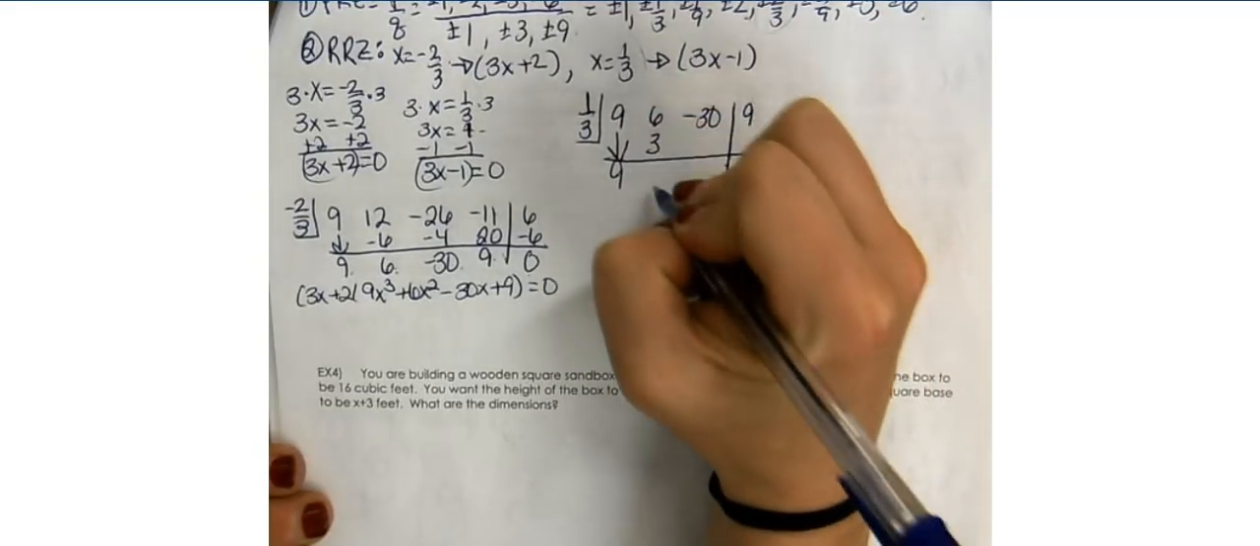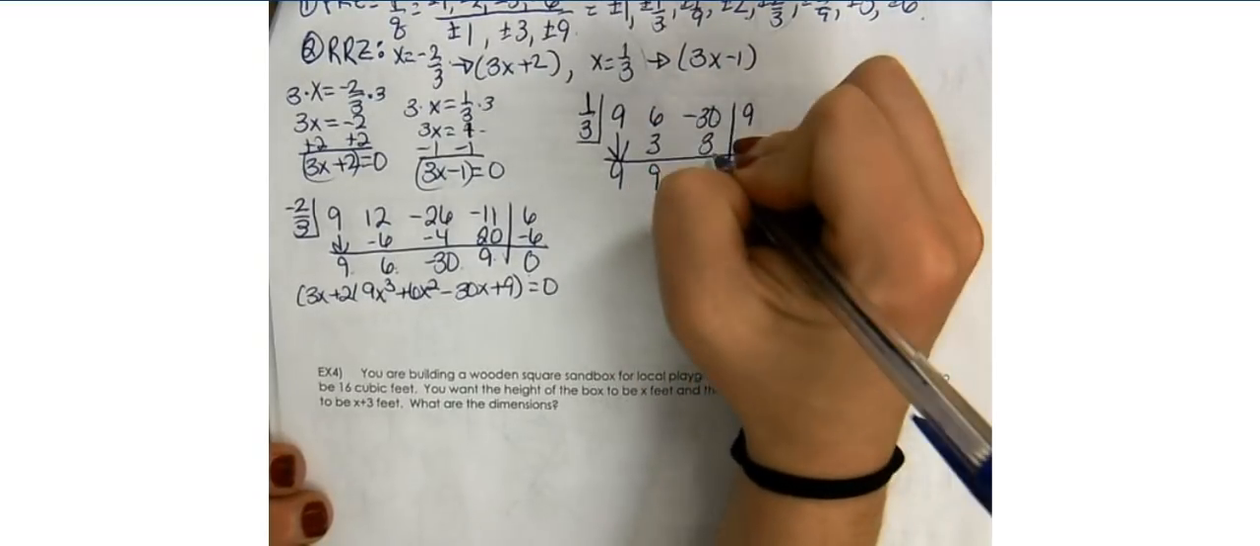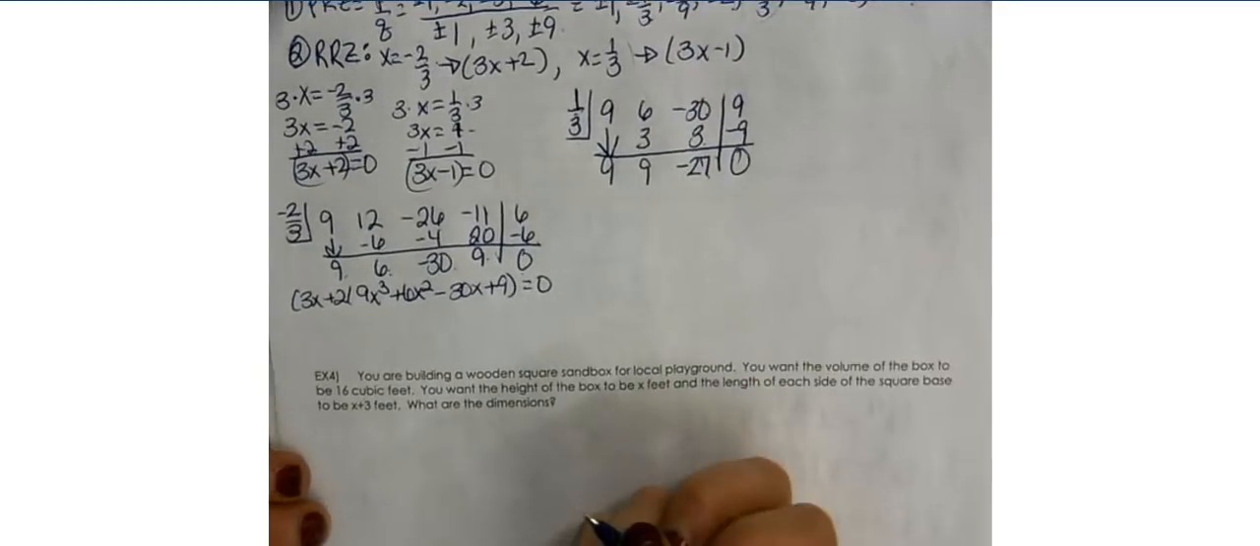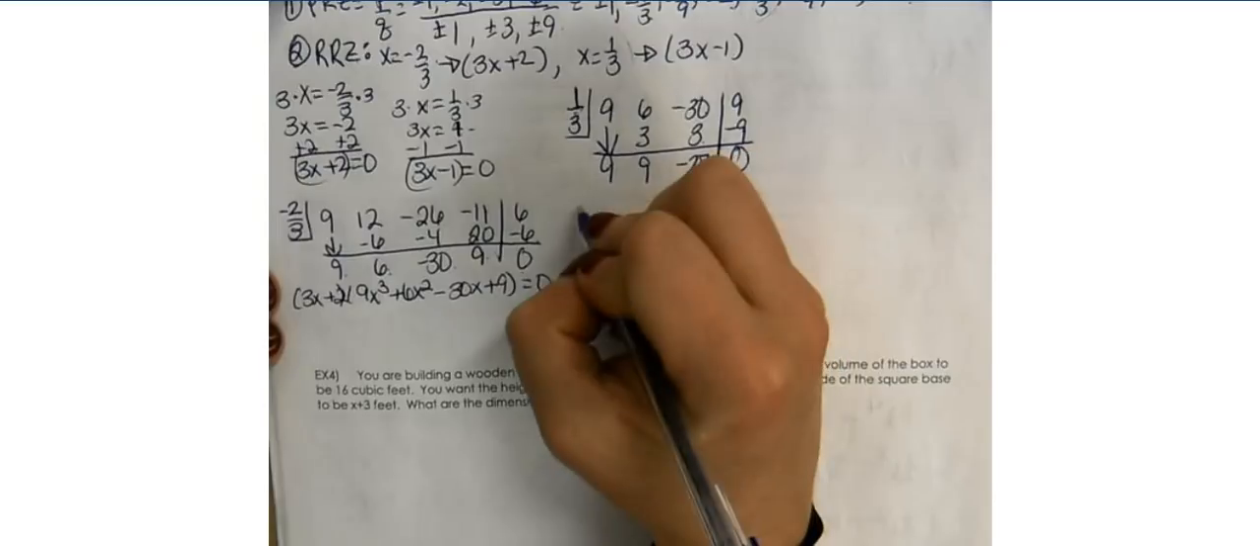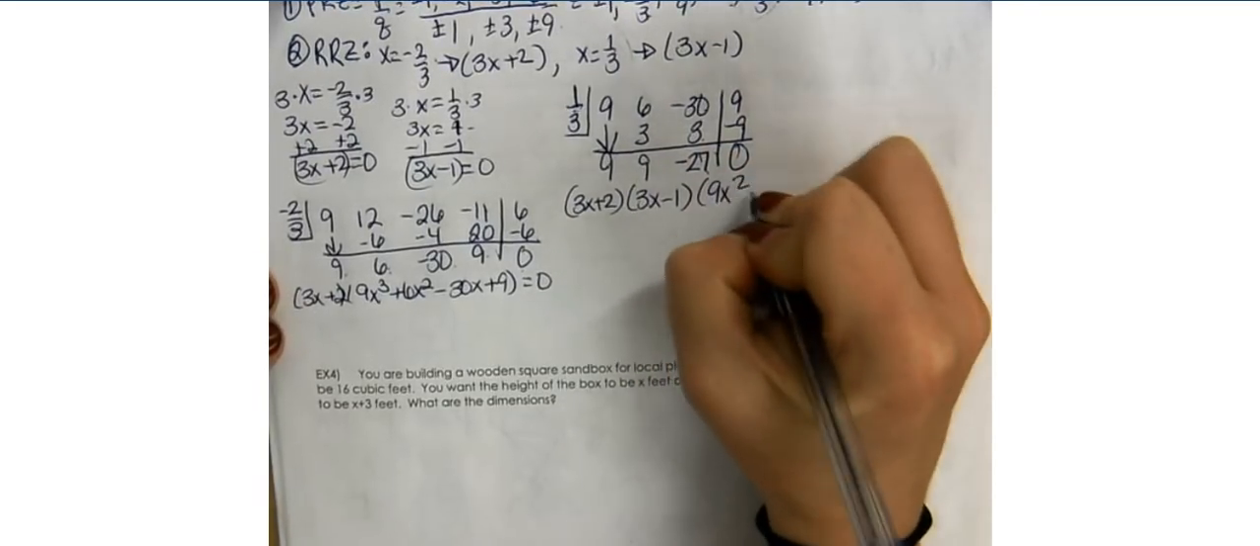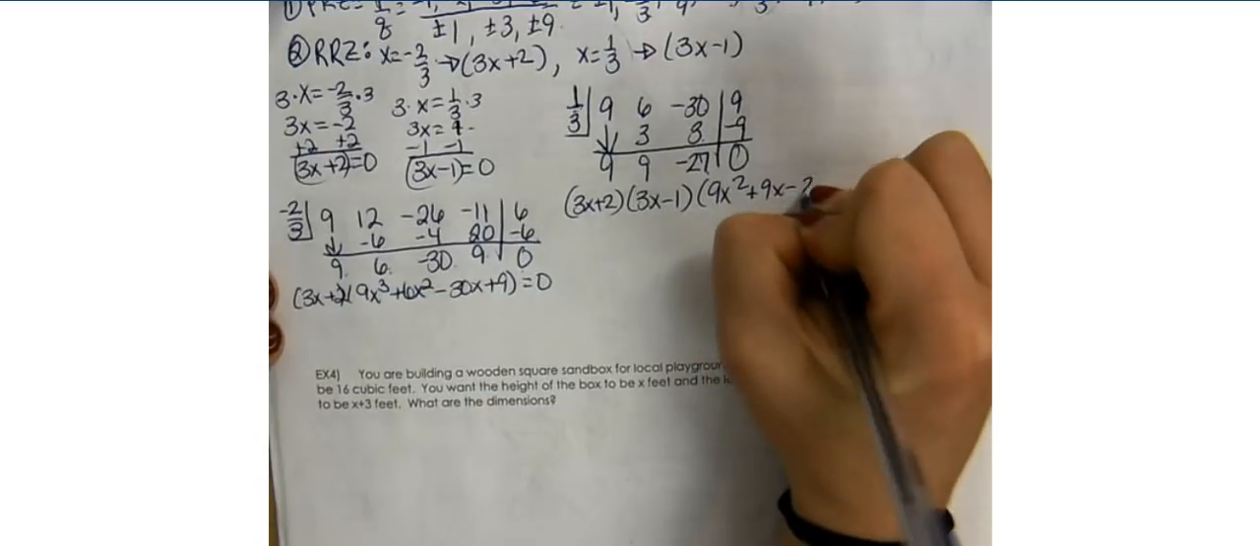I'm going to bring down the 9, and 1/3 times 9 is 3. 6 plus 3 is 9. 1/3 times 9 is 3. Negative 30 plus 3 is negative 27. 1/3 times negative 27 is negative 9, and 9 minus 9 is 0. So I still have the 3x plus 2. The 1/3 came from the parentheses 3x minus 1, and now I have 9x squared plus 9x minus 27 equals 0.